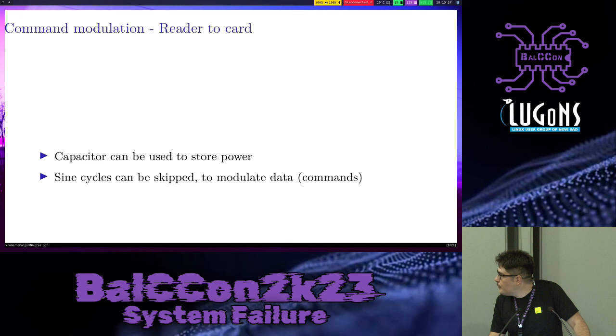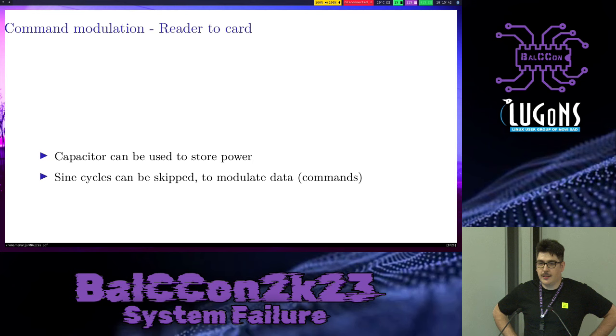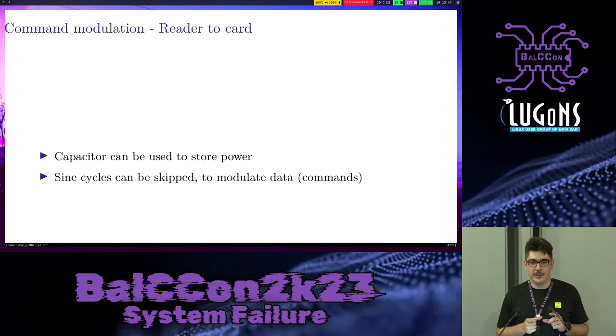No worries. The way the reader sends data to the card is really simple. It uses a capacitor in the card. There's a capacitor inside of the card that's used to preserve some energy so the card can stay awake, and we disable the power that's sent from the reader for one or more cycles. So basically, the card measures voltage over the antenna, and when it detects a drop in voltage, it measures the time until the field is back on, and depending on how long it has been, it decodes 0 or 1.